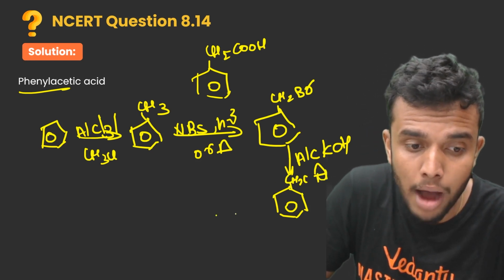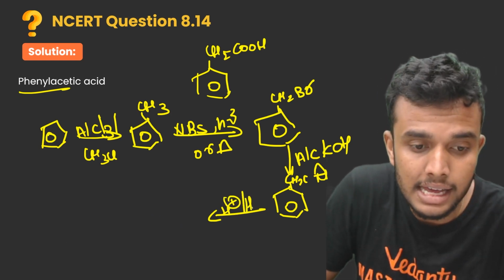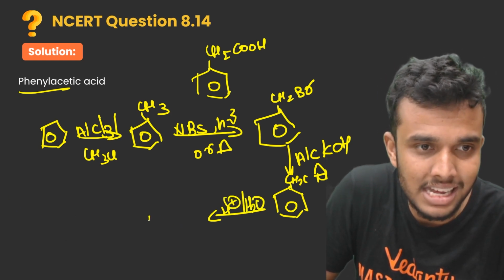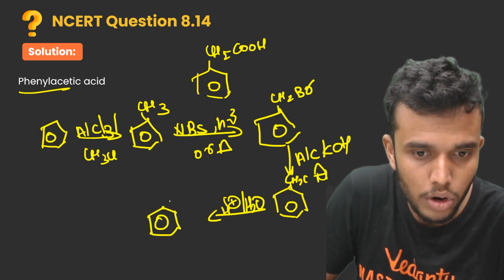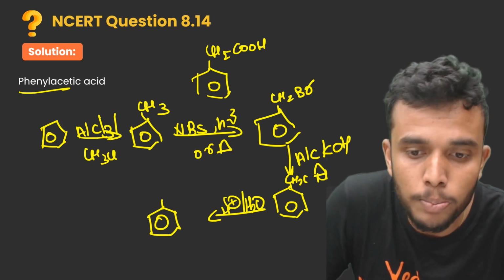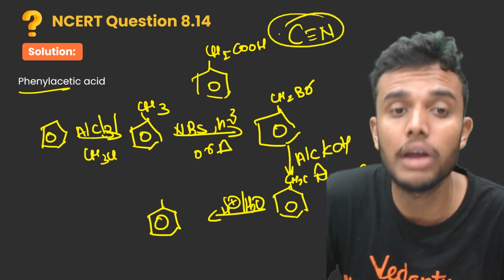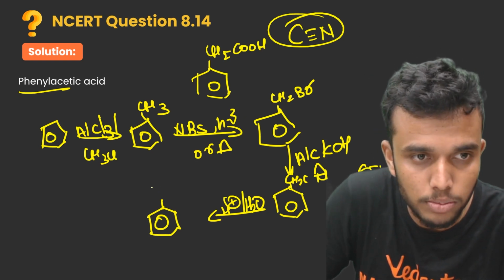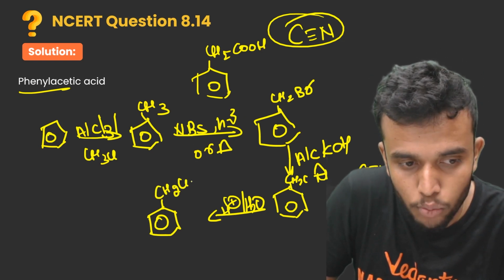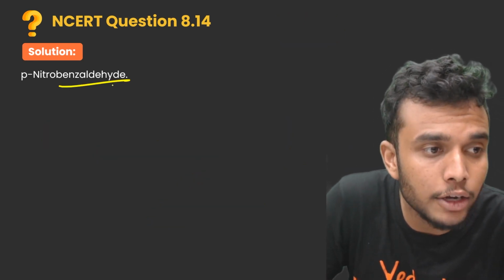And the last step, hydrolysis. If we hydrolyse the benzyl cyanide, we can easily get what? Phenyl acetic acid. What happened here? Here the CH2CN group is there. This CN group, which is a C triple bond N group, is replaced by the COOH group. CH2COOH.